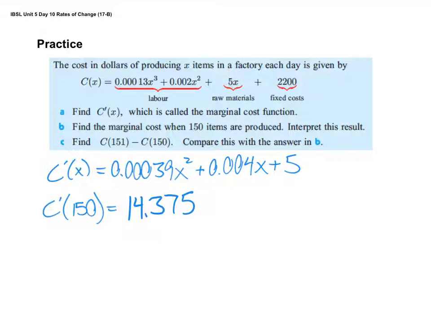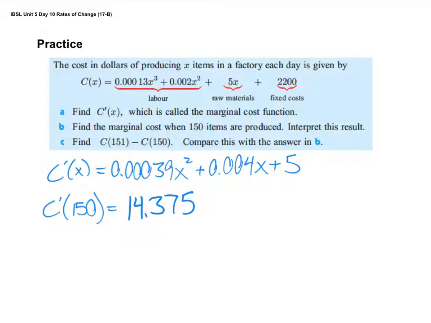Now, what that means is at this point, each unit is going to cost $14.375 to produce. Okay? So from that, you could then deduce what your price would be if you wanted to make a profit. So if we want to make a 30% profit, then 30% of that is added on there, and now we know what we need to sell this thing for. Okay? So that's one thing that we can do.